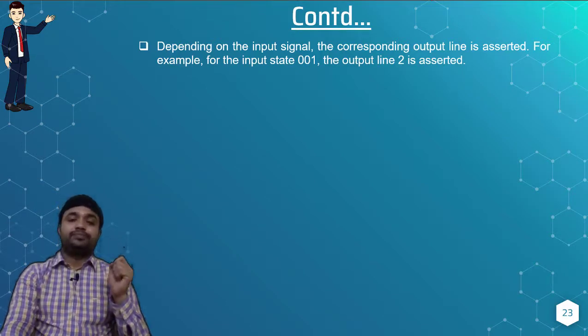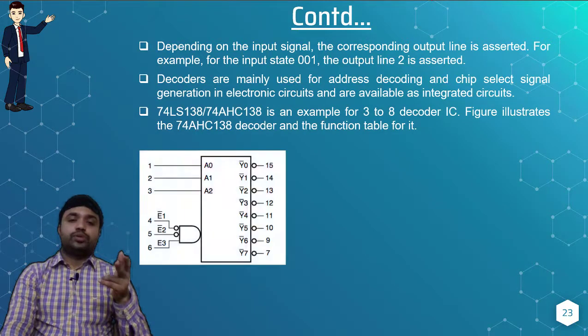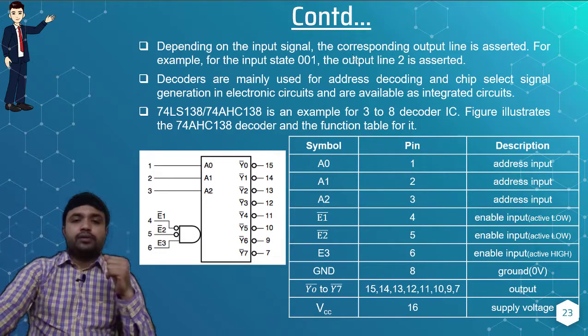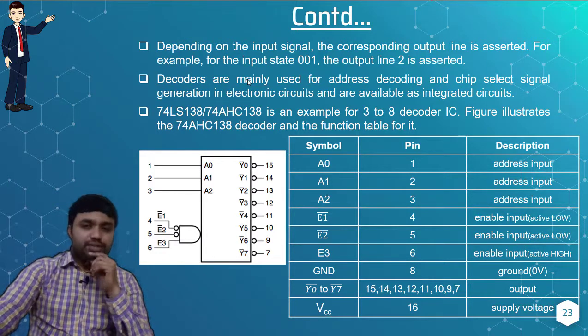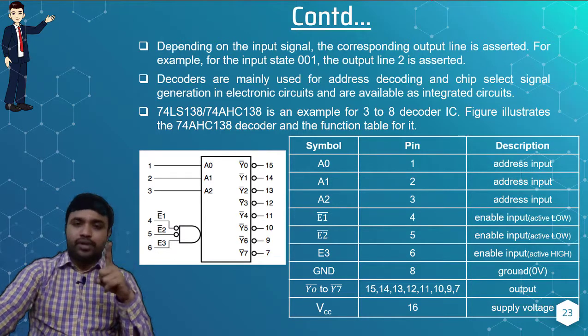For example, you can see in the picture. I will show you the picture first. Here you can see the input state 001. The range starts from 000 to 111. So 000 is asserted for output line 1. Likewise, 001 is for output line 2.